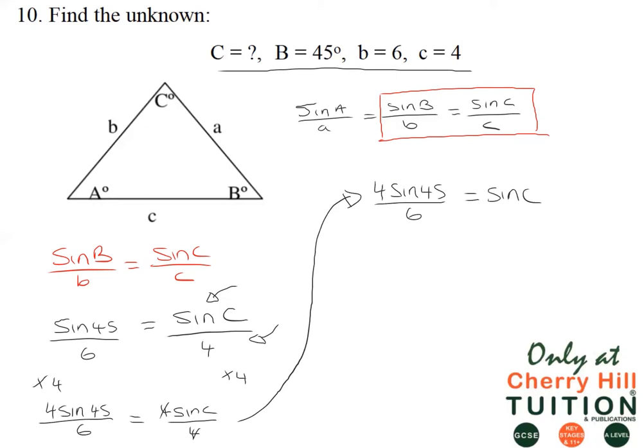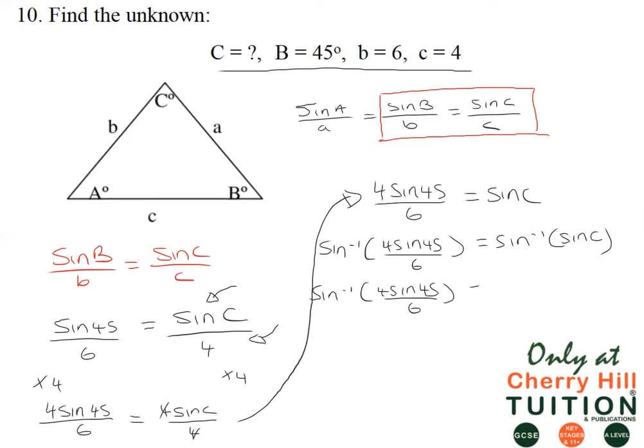Now, the only thing we need to eliminate is the sine. So we can inverse sine on both sides. Leaving us with inverse sine of 4 sine 45 over 6, which is equal to C because the sines cancel out. Now all we need to do is plug this into our calculators and find a value of C. So inverse sine brackets 4 sine 45 over 6 gives us 28.13 degrees, and that's our answer.